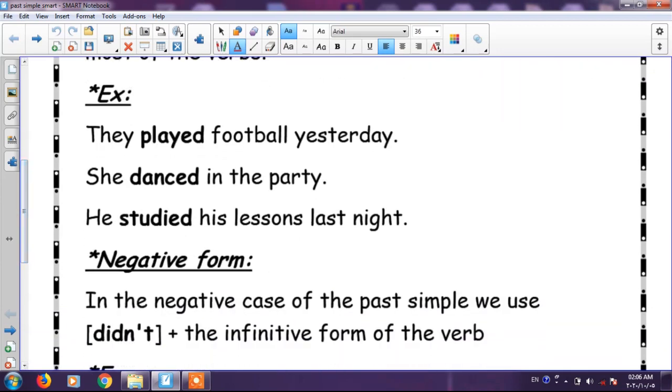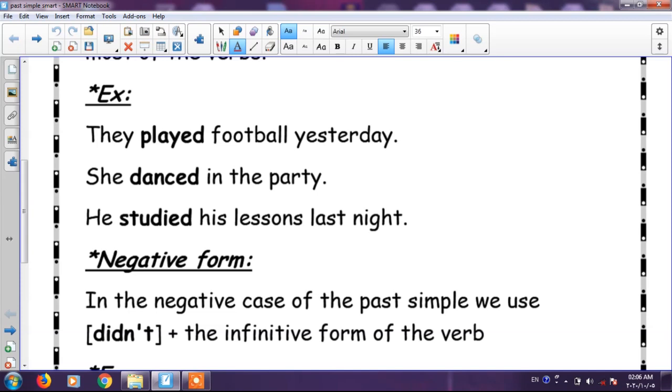So, here in the first example, they played football yesterday. Where is the verb? The verb is played. Okay, what do we add to the verb? We add to the verb ed. Why? Because it's in the past. Okay. Number 2, she danced in the party. Here, where is the verb? The verb is danced.